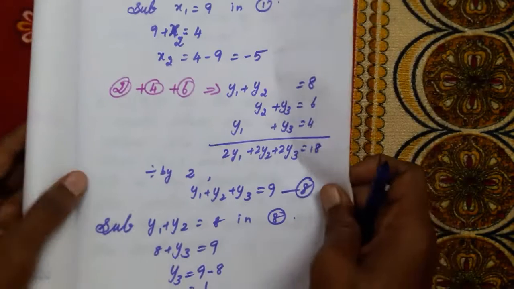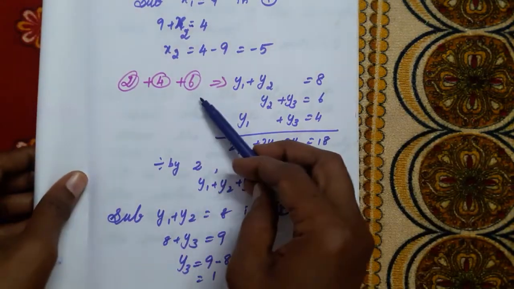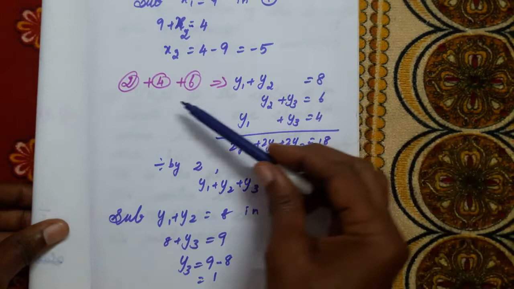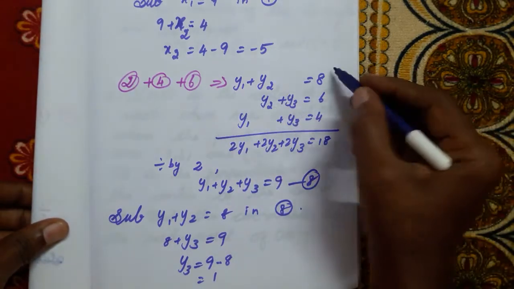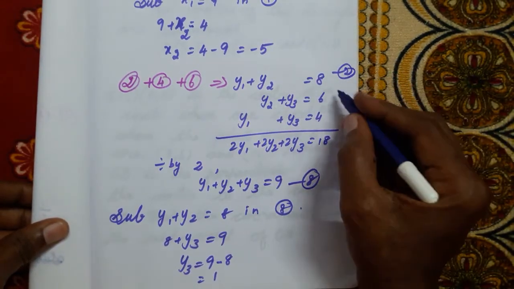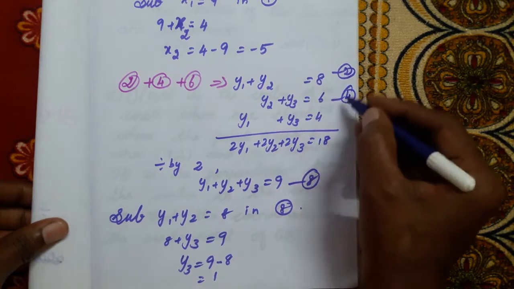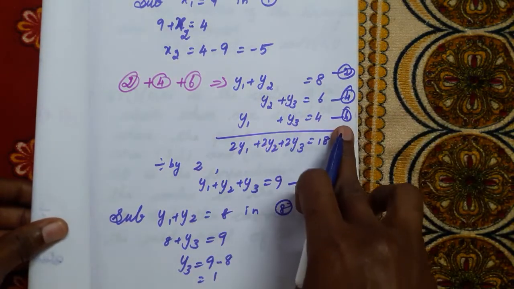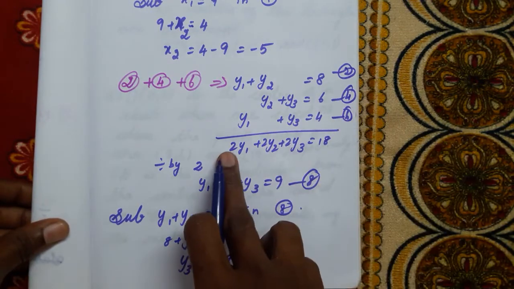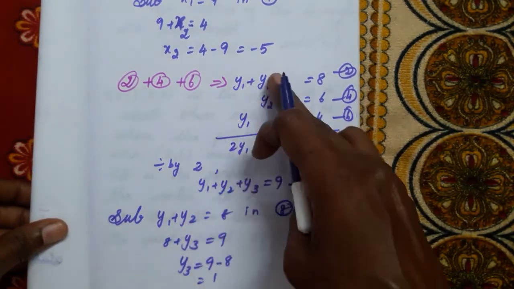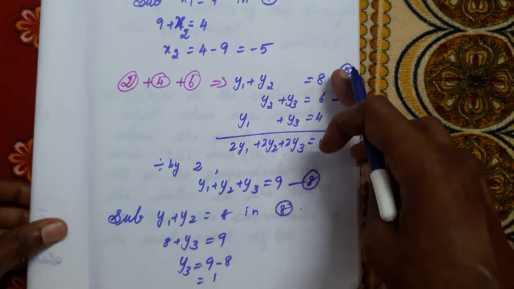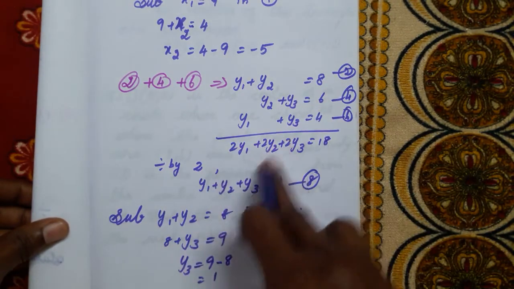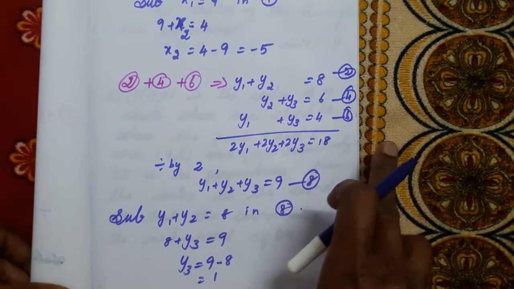Similarly, we can add equations 2, 4 and 6. Equation 2 is y1 plus y2 is equal to 8. Equation 4 is y2 plus y3 is equal to 6. Equation 6 is y1 plus y3 is equal to 4. When we are adding these, 2y1 plus 2y2 plus 2y3 is equal to 18. Dividing by 2, y1 plus y2 plus y3 is equal to 9.